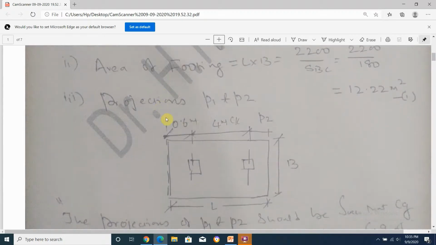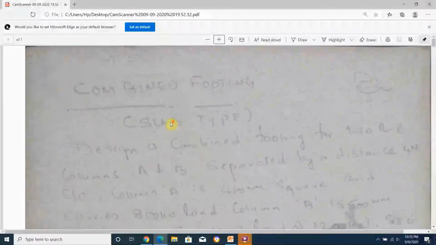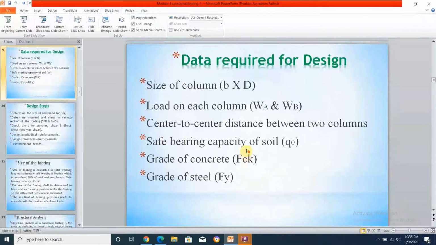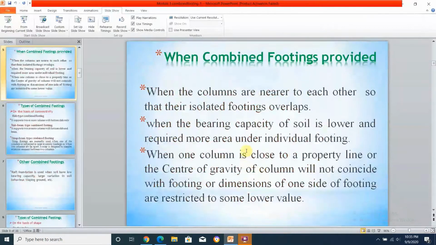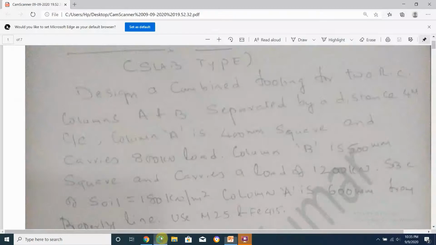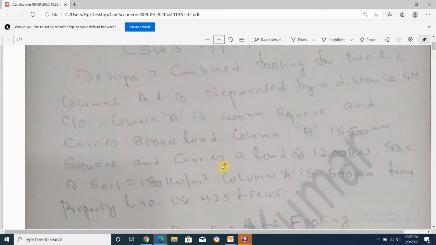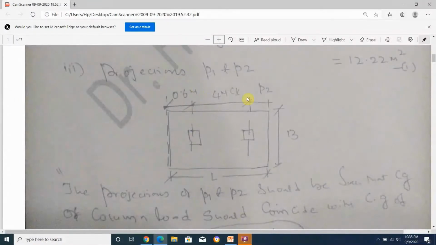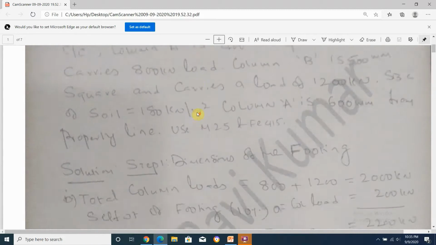Now, the column spacing in the problem is given as 4 meters center to center, and the column loads are 800 and 1200. So one is 800 and the other is 1200, and this distance is 4 meters.